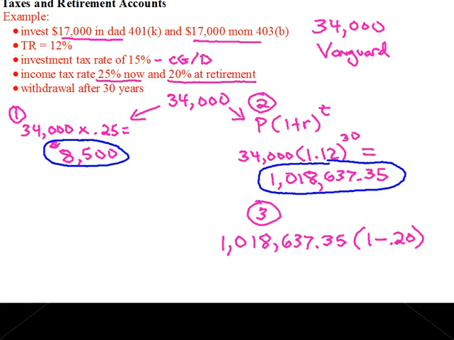Why 1 minus that? Because the tax man is going to take 20%. That means that they're going to get to keep, this parentheses is equal to 0.8. They're going to get to keep 80% of that money. The rest of it's going to end up going to the government. So let's do that multiplication. I put that into the calculator. $1,018,637.35 times 0.8 is going to be 814,000. Remember, this is from 1 year of savings.